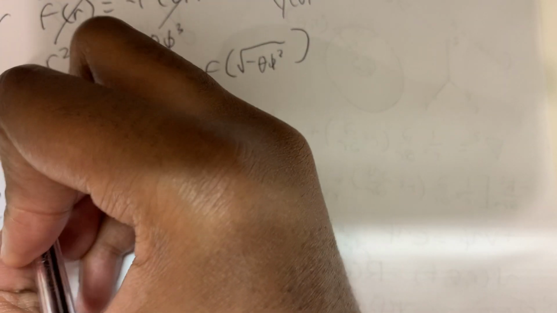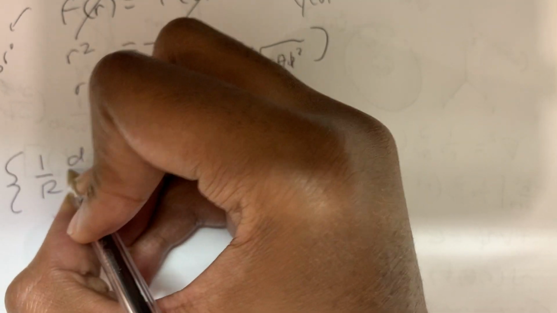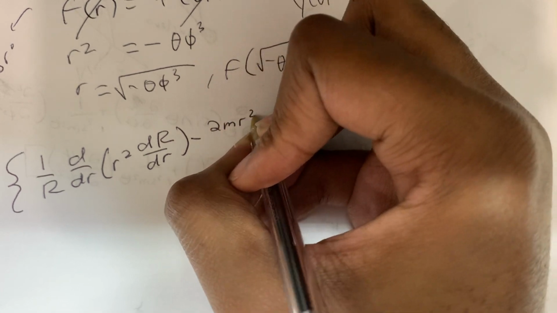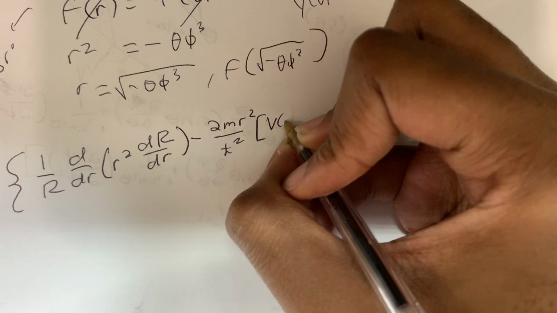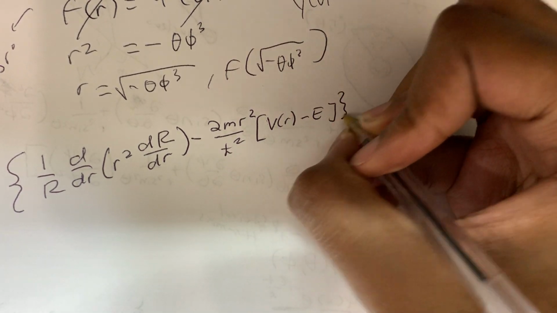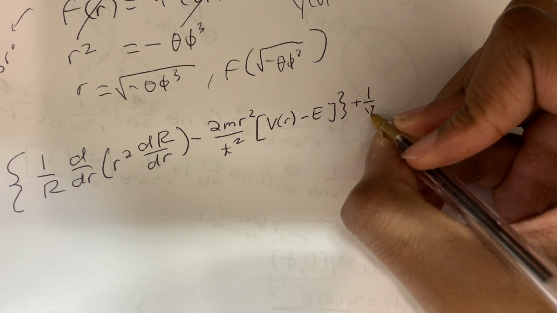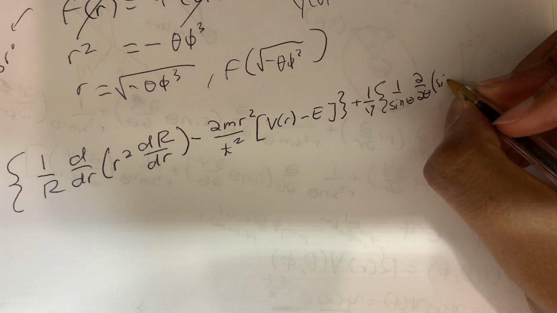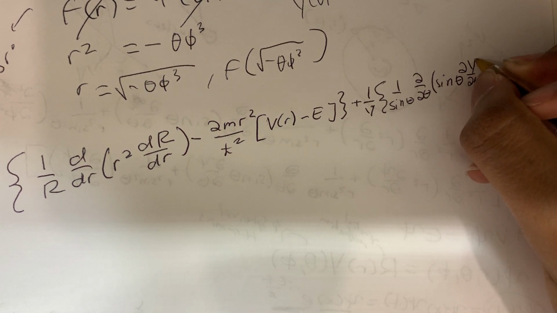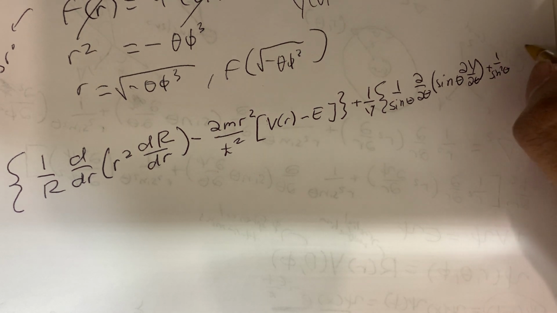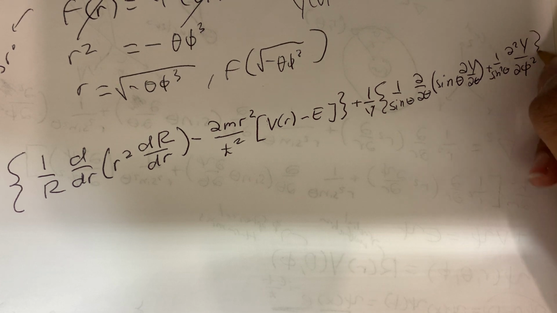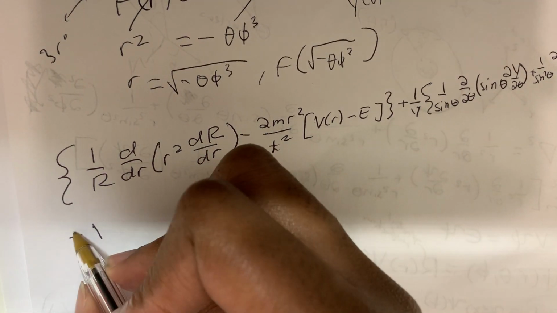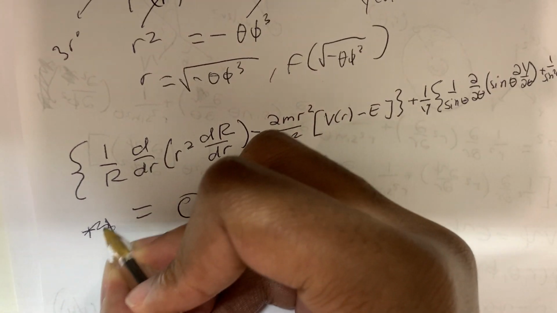So this is 1 over r times d over dr of r squared dR over dr, minus 2mr squared over h bar squared times V of r minus E, plus 1 over Y, this is a very big term, 1 over sine theta, partial over partial theta of sine theta times partial Y over partial theta, plus 1 over sine squared theta times the second partial derivative of Y with respect to phi. And this whole thing equals 0.